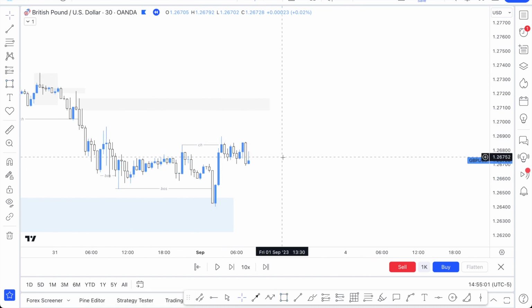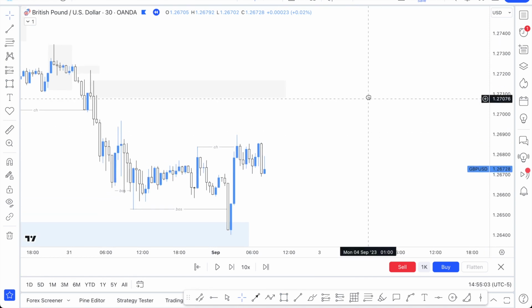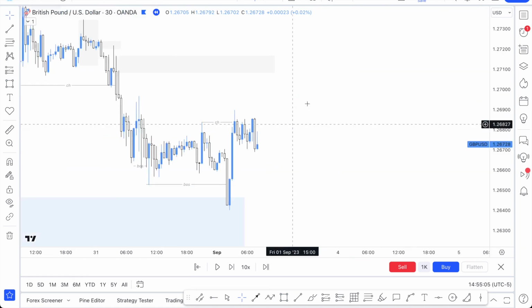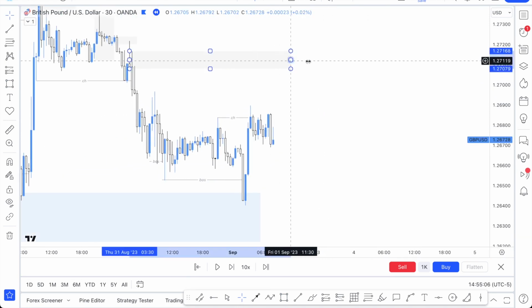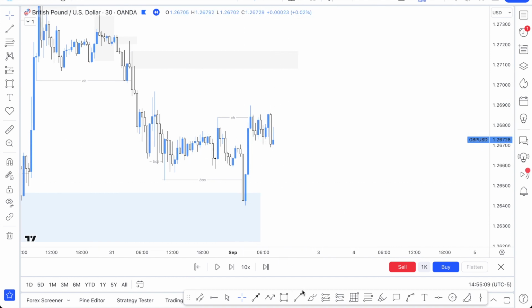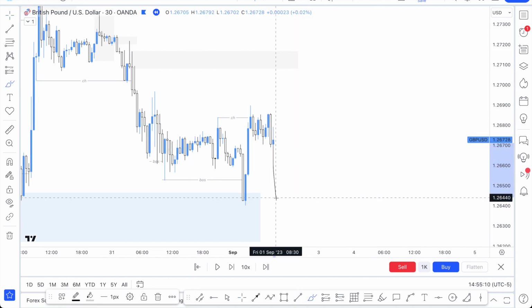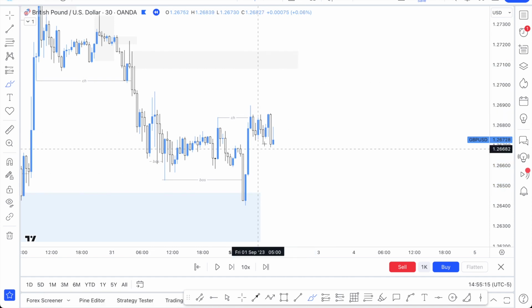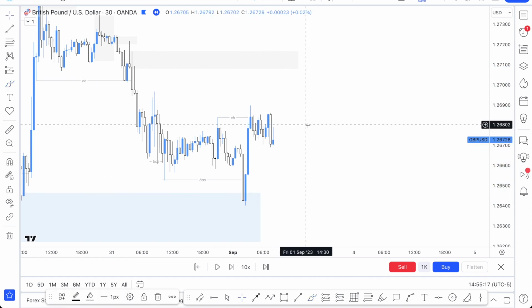Let me delete this here. One of two things can happen here. This is what you're looking at, okay? When I look at this, I'm always thinking to myself, okay, price can either drop on the demand zone, or price can drop, start running from here, running bullish, right?